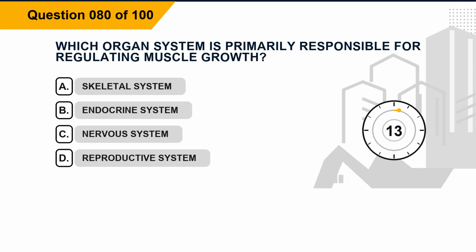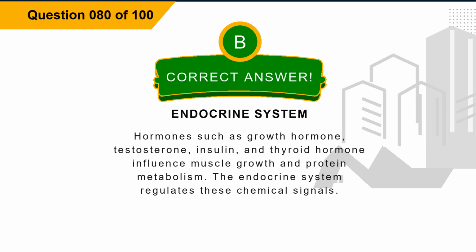Question 80. Which organ system is primarily responsible for regulating muscle growth? Option A, skeletal system. Option B, endocrine system. Option C, nervous system. Option D, reproductive system. The correct answer is option B, endocrine system. Explanation. Hormones such as growth hormone, testosterone, insulin, and thyroid hormone influence muscle growth and protein metabolism. The endocrine system regulates these chemical signals.